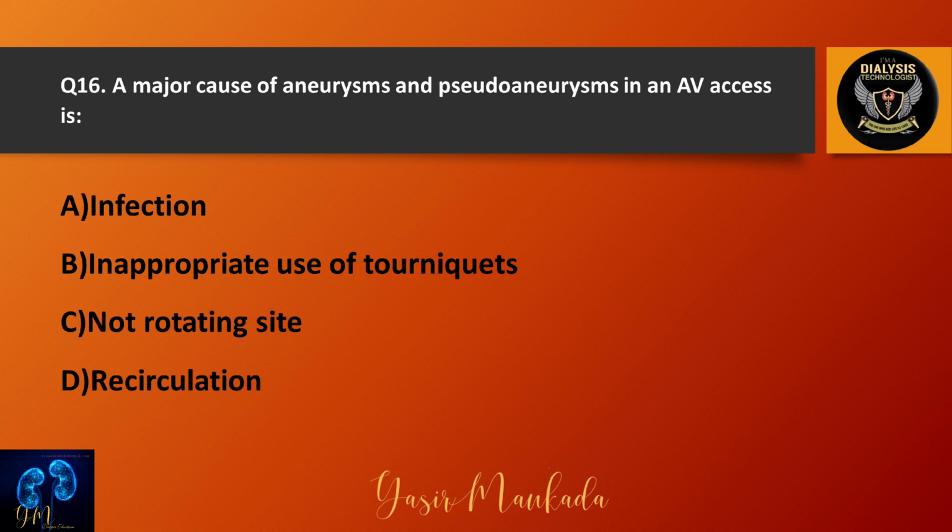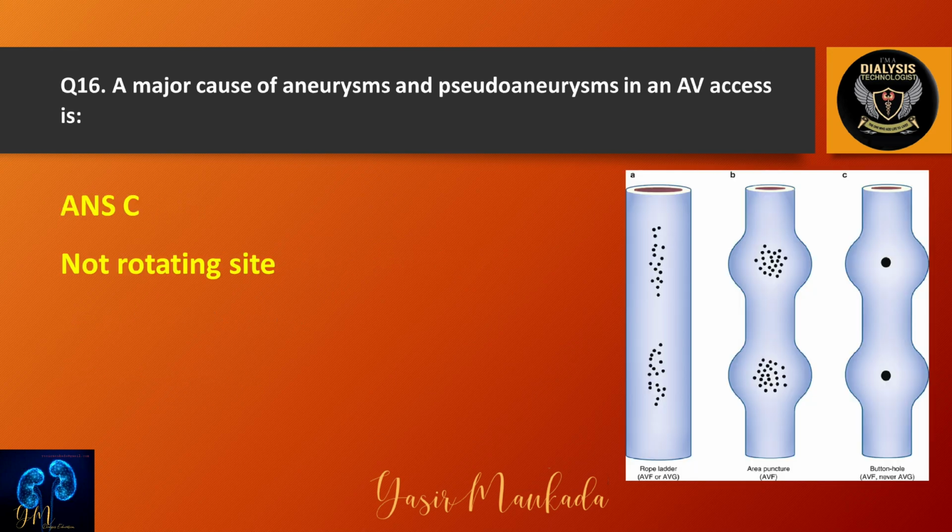Next question: a major cause of aneurysm and pseudoaneurysm in an AV access is option A, infection, option B, inappropriate use of tourniquet, option C, not rotating site, option D, recirculation. For cannulation, we have two techniques, the step ladder method or site rotation technique, and the buttonhole technique. Buttonhole technique means cannulating at the same site every time, which will cause weakening of the blood vessel, and the blood vessel will swell or bulge. That condition is called an aneurysm.